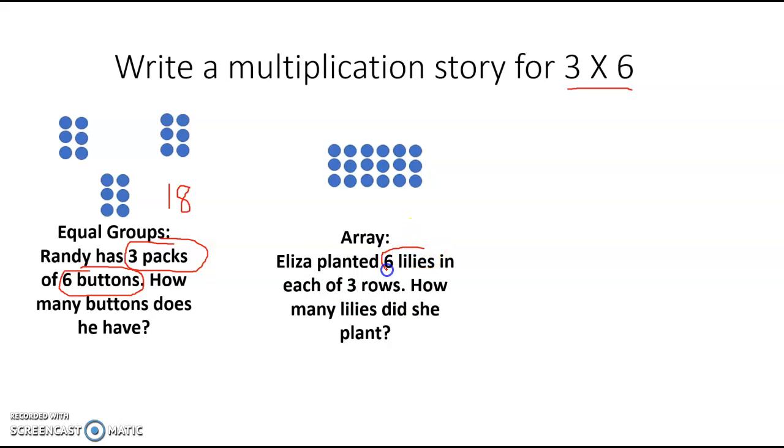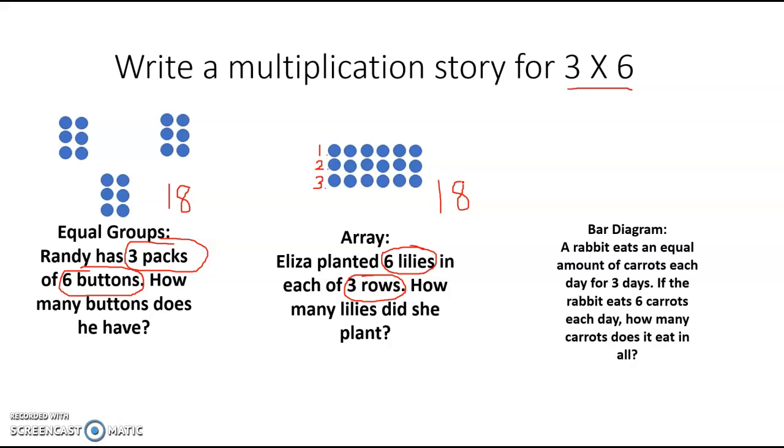So there's 6 in each row. There's 3 rows. Row 1, row 2, and row 3. And again, the answer is 18.